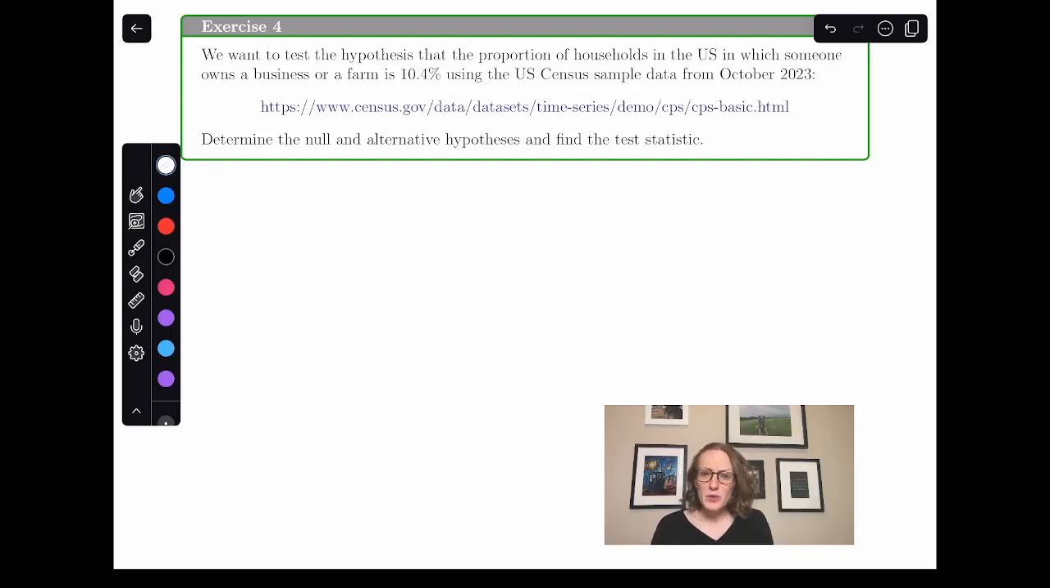Now let's try to use hypothesis testing to see what we can say about the US population using that census data that we were looking at. There's a link here to that US Census data, and we were looking at the October 2023 file. Before, we did some confidence intervals for the average number of hours worked in a week and for the proportion of households where someone owned a business or a farm.